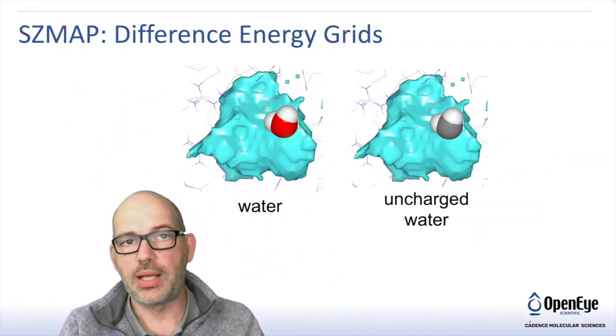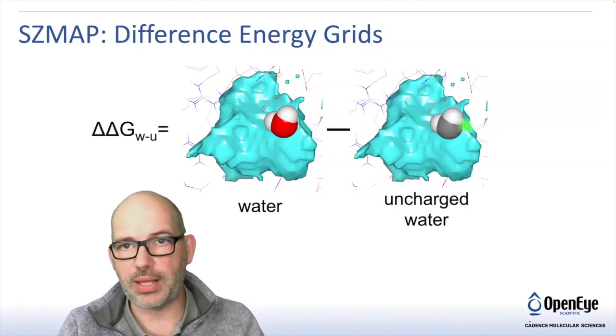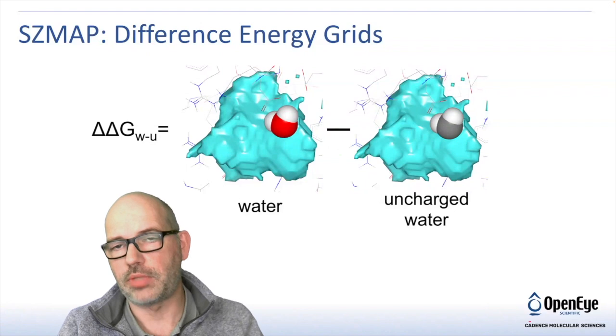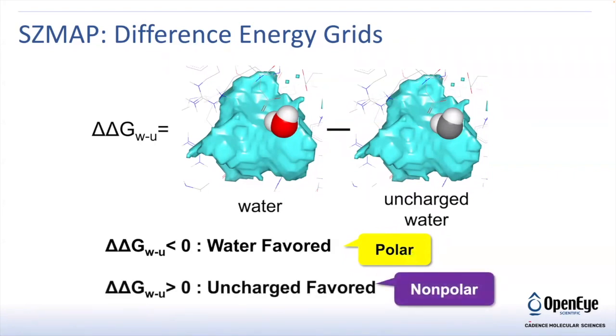to check what's going on in the active site. And if we do the difference between those two free energies we get for the water probe and the uncharged object, the uncharged water, we can learn that anywhere where the delta G is negative, the water is actually favored and it's a polar region of the active site. And the color will stay yellow throughout the presentation. So yellow is always polar.